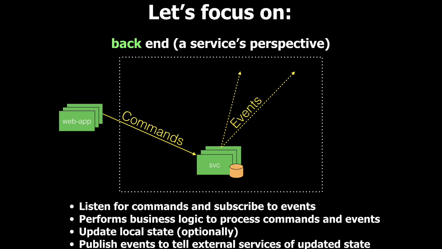A backend service can listen for commands and subscribe to events. The listen and subscribe words basically mean listening for people to send me things via RabbitMQ, and subscribing to broadcast or topic routed messages. They perform some business logic, so once they get that message, they're instructed. I've been instructed to create an order. So then this service goes and does the actual processing to make an order. That business logic lives inside its code base. And then when that's persisted and done, and it's updated its local state, it publishes its events and tells external services about the updated state.